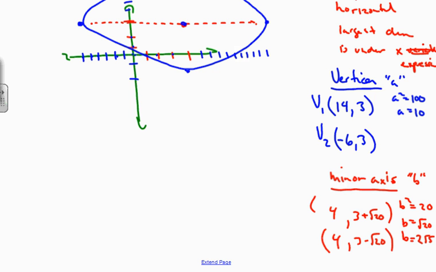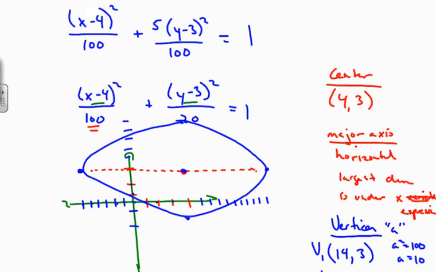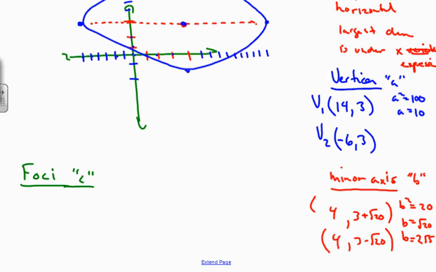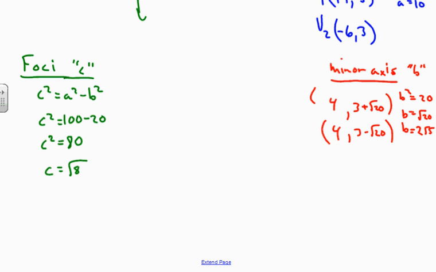Now the final thing we want to find here is our foci. Foci, recall, are C units away. The C is a very important value. In our equation, we don't have any C value. It's just A squared, and then we have B squared. So we have to use this other equation: C squared equals A squared minus B squared. So C squared is going to equal 100 minus 20. C squared then has to equal 80, and therefore, C has to equal the square root of 80.